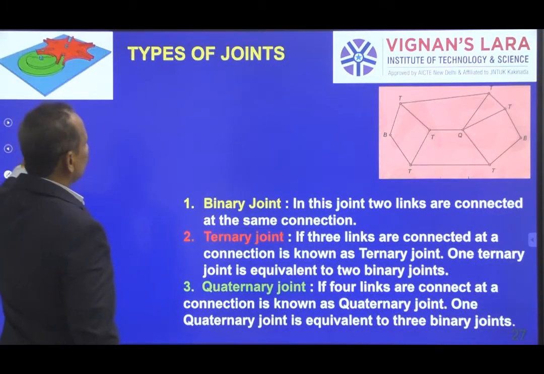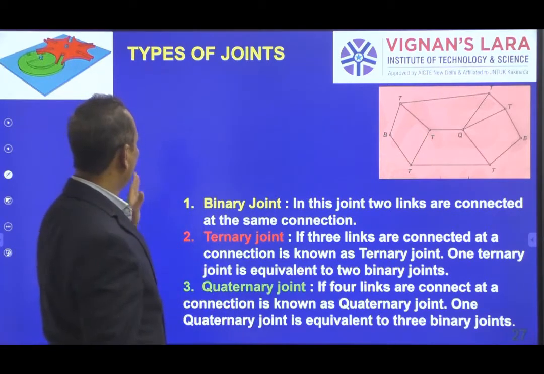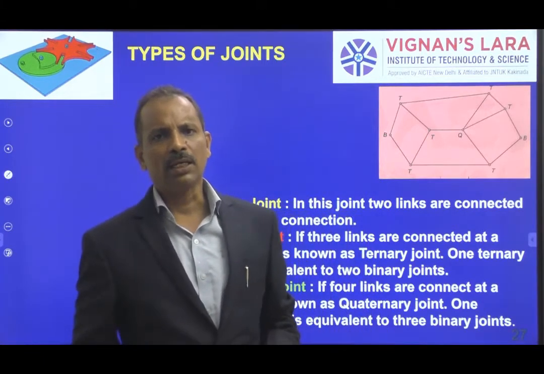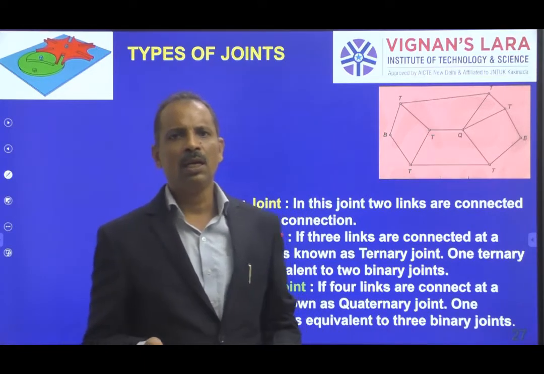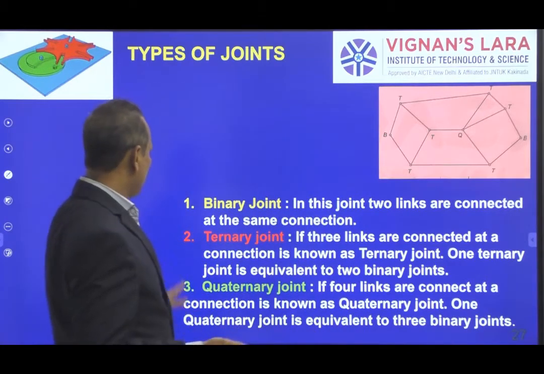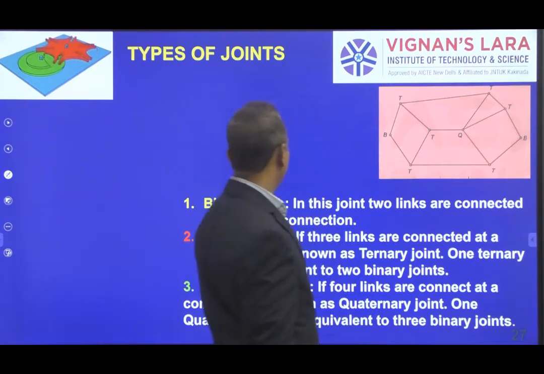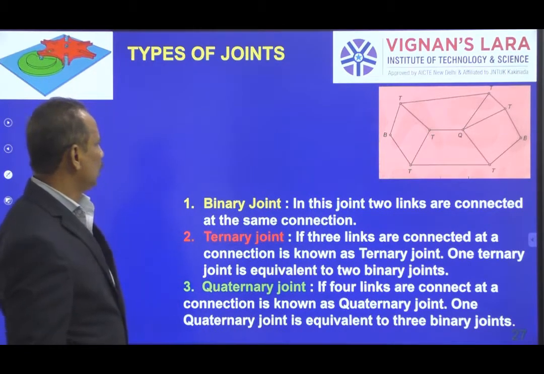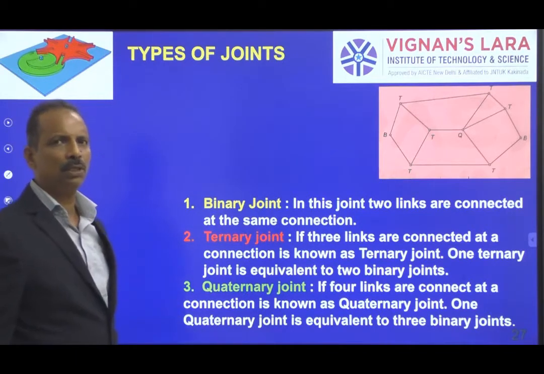Now, for today's lecture on degrees of freedom, we first require the types of joints. Yesterday we saw links with 2 ends, 3 ends, 4 ends connected to other links, called binary link, ternary link and quaternary link. Here I have explained the same thing, taking a mechanism or an assembly of links: what a binary joint, a ternary joint and a quaternary joint are, and how a ternary joint and a quaternary joint can be converted into binary joints.